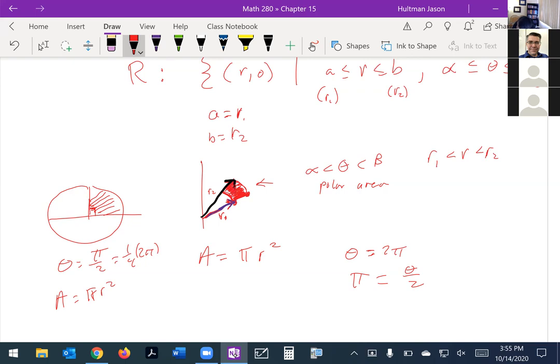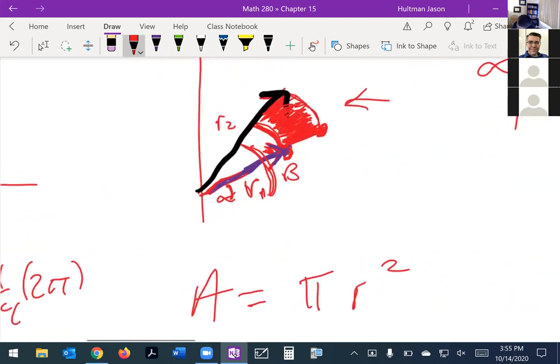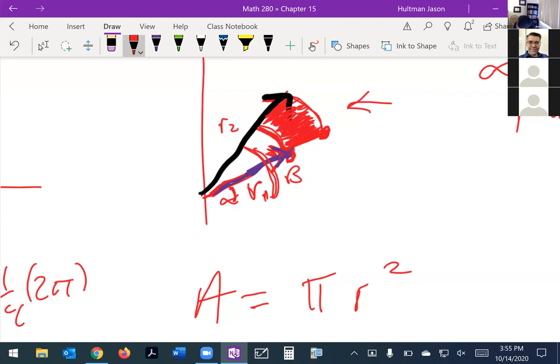As I sweep the angle, what's this angle here? That's alpha. What's this angle here? That's beta. So I'm going from an angle alpha to an angle beta, and maybe I should zoom in on this. I'm going from an angle alpha in purple to an angle beta in black. Maybe I'll color code these. Does that make sense?